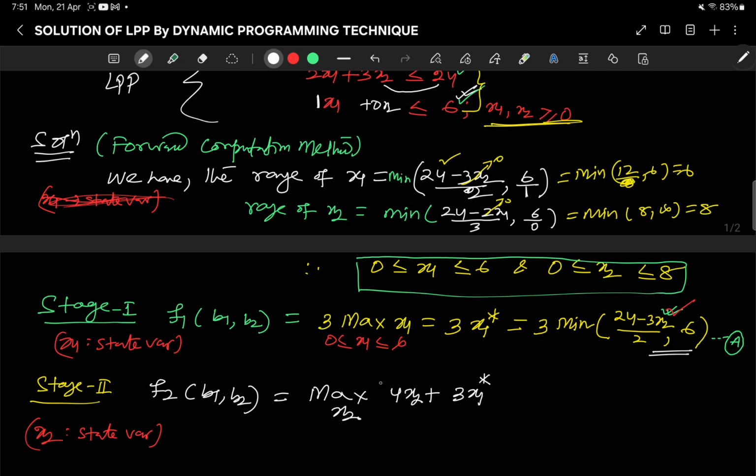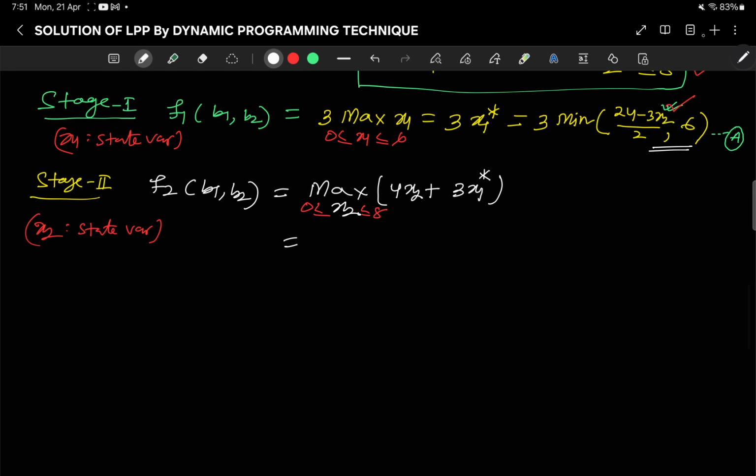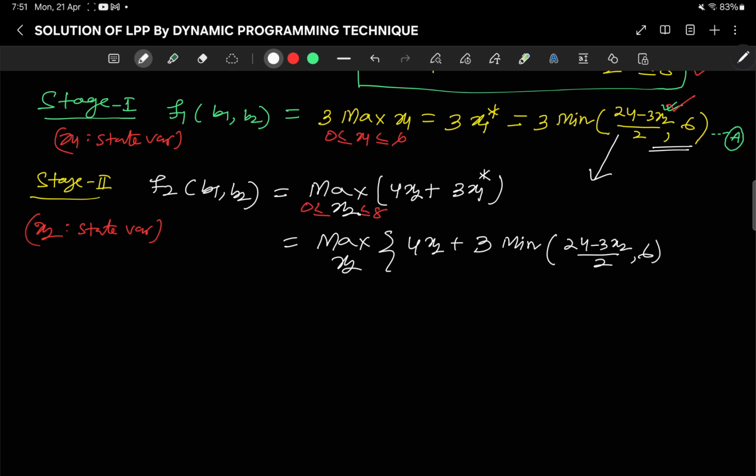The range of x2 here is 0 ≤ x2 ≤ 8. So this is equal to the maximization over x2 of 4x2 plus 3 times x1*. What is my x1*? It will come from this: the minimization of (24 minus 3x2)/2 and 6. Now if we solve these two, setting them equal, then what will happen?